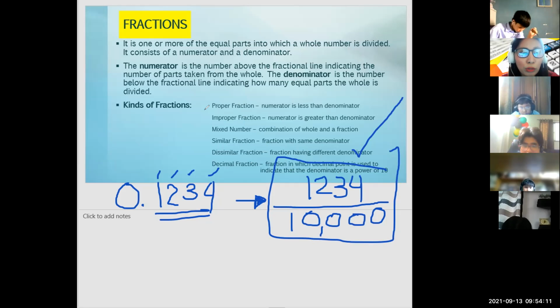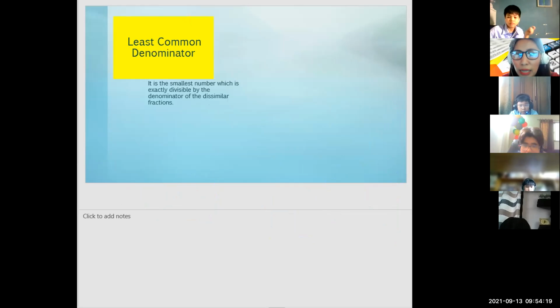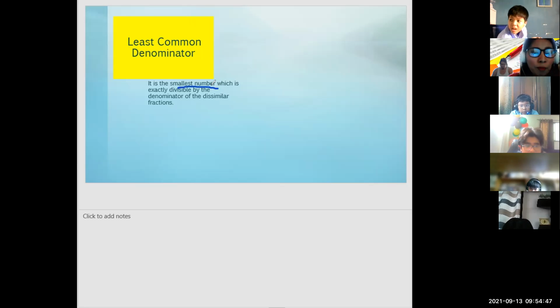Okay. Let's move to the least common denominator. Ayan, least common denominator tayo. Miss Amber, can you please read our definition on the screen? It is the smallest number which is exactly divisible by the denominators of the dissimilar fractions. Okay, thank you. So when we say least common denominator, it is the smallest number which is exactly divisible by the denominators of the dissimilar fractions.